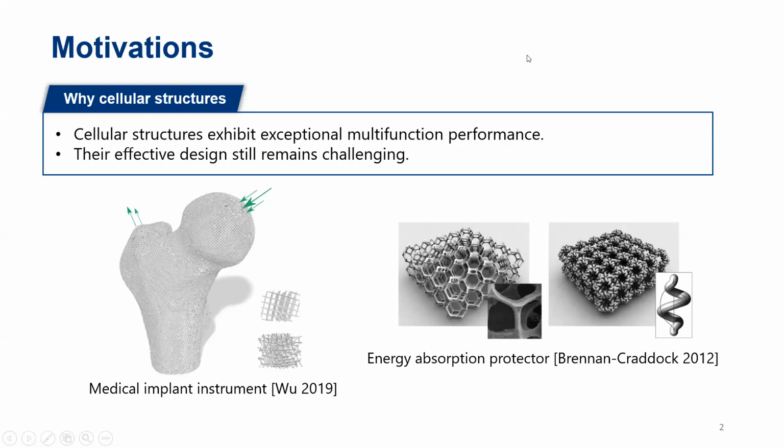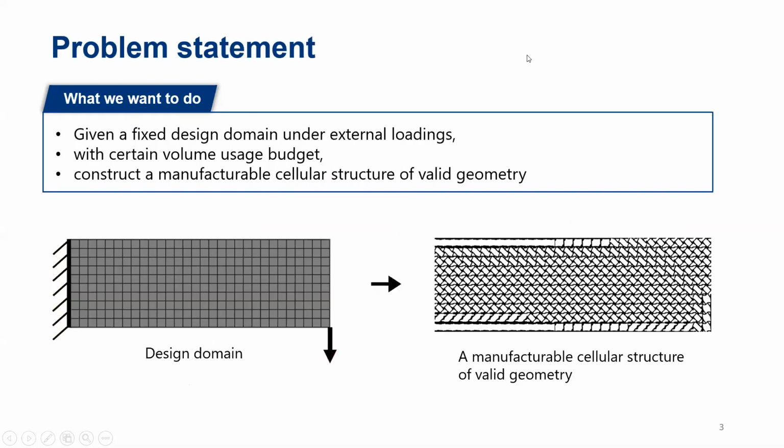Cellular structures are widely found in biological systems. Due to their attractive multifunctional properties, they have been considerably employed in medical implants or energy absorption protectors, but their effective design still remains challenging. In this study, we want to construct a manufacturable cellular structure of valid geometry under a certain volume usage budget. This is a critical issue in infill design for additive manufacturing.